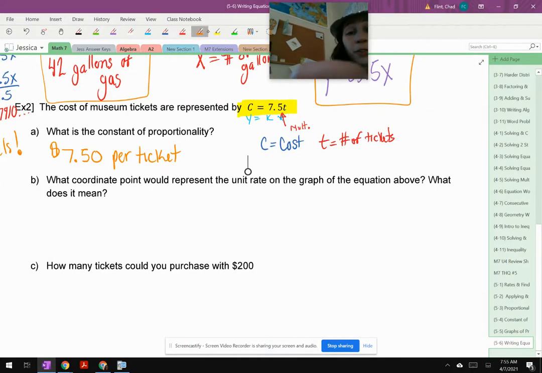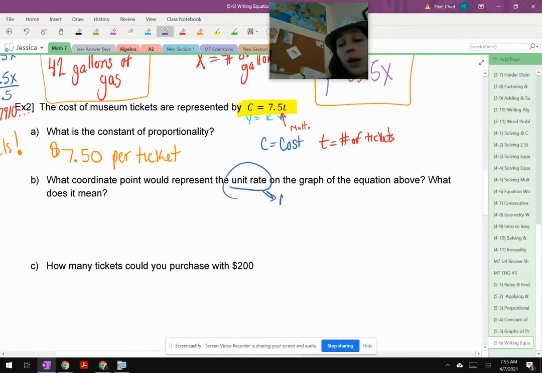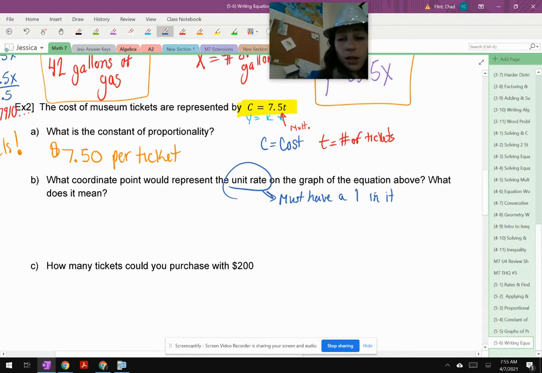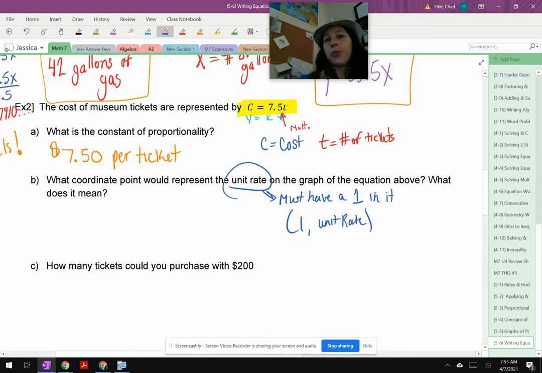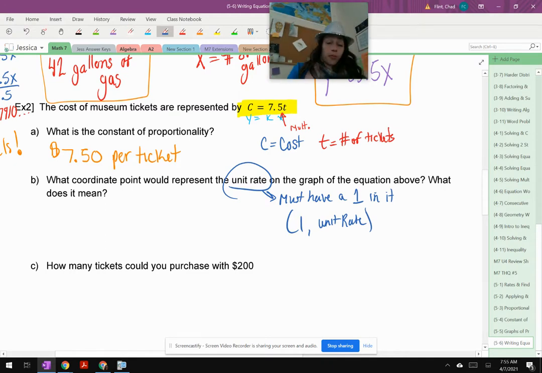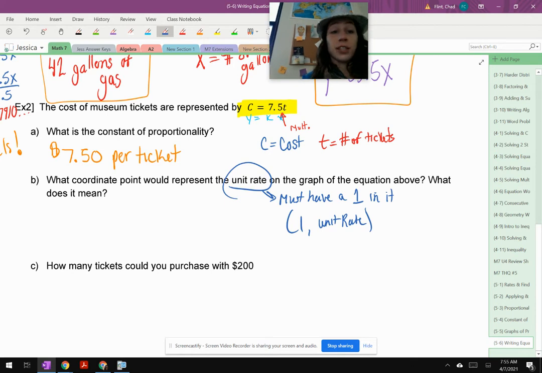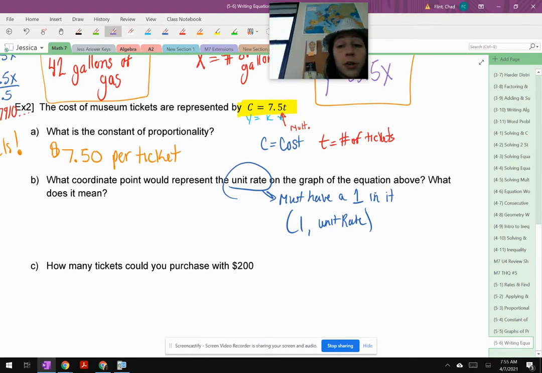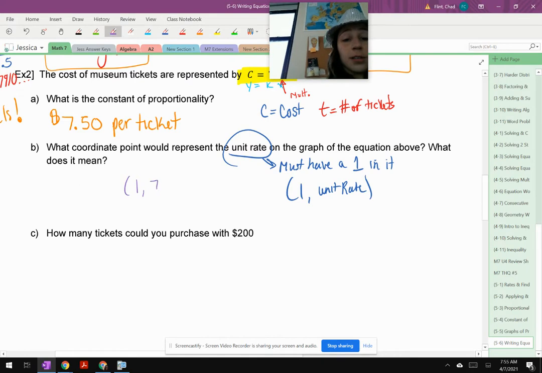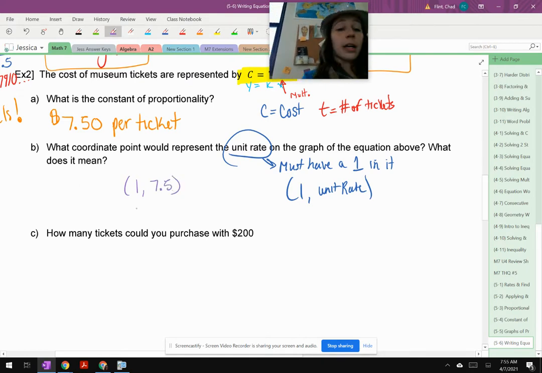So coordinate point for the unit rate must have a 1 in it. Let me make it more clear. So it's that 1, comma, unit rate. What is the unit rate here? The unit rate is the same thing as the constant of proportionality, which is that $7.50. So our coordinate point to represent the unit rate would be 1, comma, 7.5, or 1, comma, 7.50. Either way, doesn't matter. But that is my coordinate point.